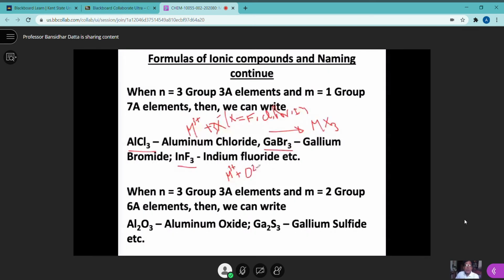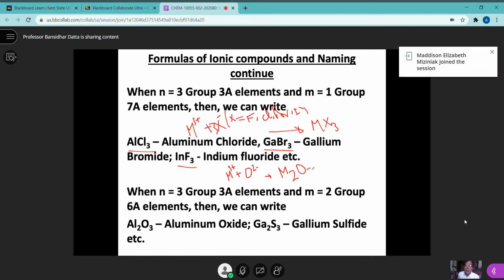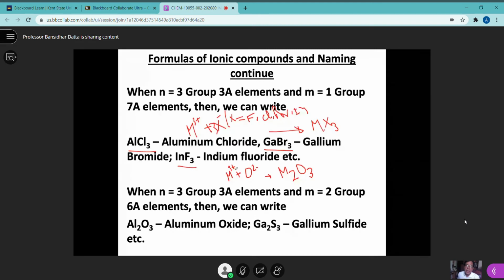So therefore, what you have is 3 pluses and 2 minuses. So what do you do? You have to make a crisscross. These 2 will go underneath the M. These 3 will go underneath the O. And by doing so, what is going to happen? So M2O3, right? 2 of them M, 2 times 3 plus is 6 plus, and 3 times 2 minus is 6 minus. So basically, M is the metal, by the way. So you get the metal oxide. Likewise, aluminum oxide, Al2O3, right? Aluminum oxide, gallium sulfide, Ga2S3, etc. So you can make the compound this way.